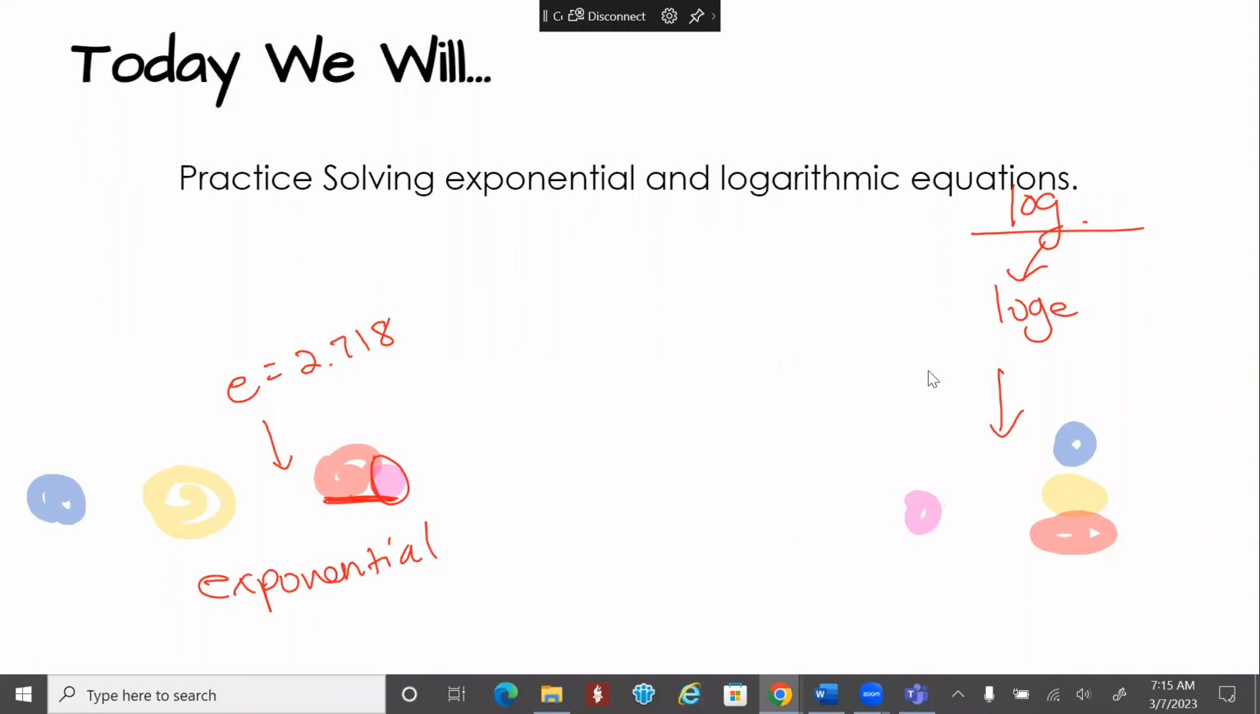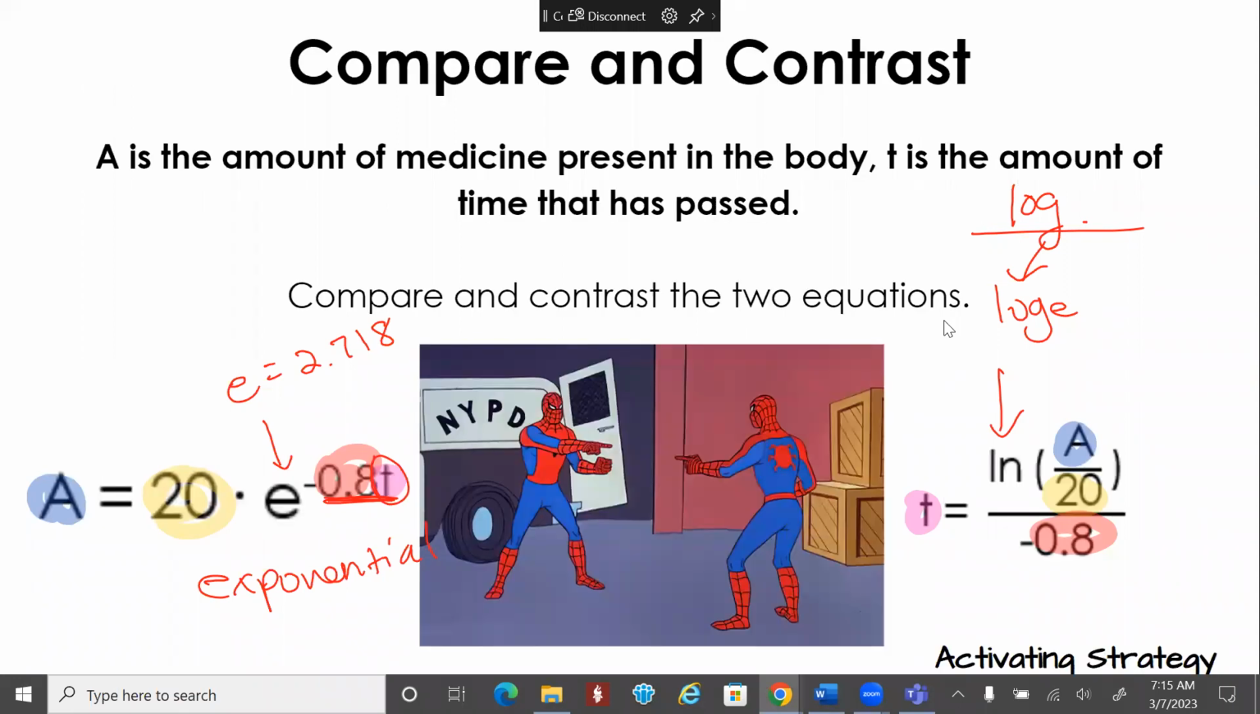Okay, so today we're going to practice solving exponential and logarithmic equations. Just a reminder, tomorrow you have a CFA over this stuff. So everything that we've learned in this unit is probably going to be on that CFA. Okay, so make sure that you're here tomorrow as well.